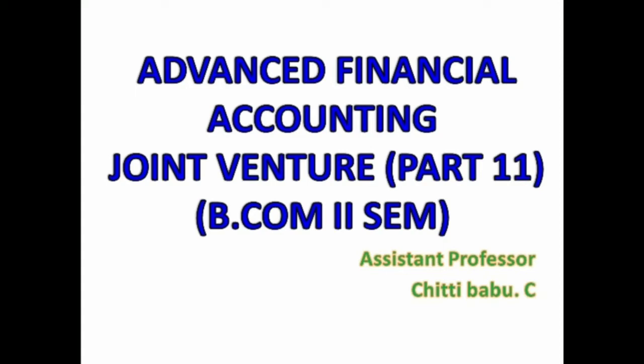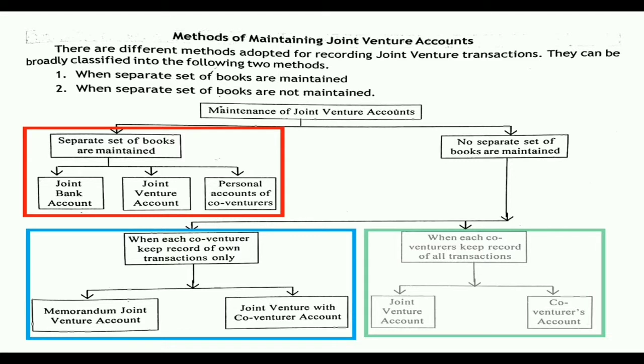In the previous sessions, we have learned to solve the illustrations where books are maintained separately by the co-ventures. Now, in this session, we are going to see how to record the entries when no separate set of books is maintained. There will be two situations: each co-venture keeps records of their own transactions only, with the help of a memorandum joint venture account, or each co-venture keeps a record of all transactions. So we are going to see one particular method today, that is when each co-venture keeps a record of all transactions.